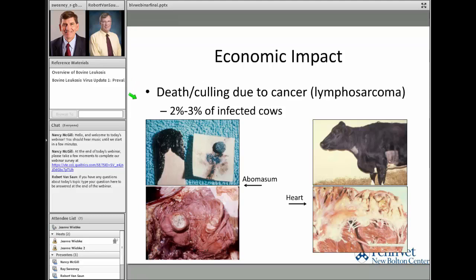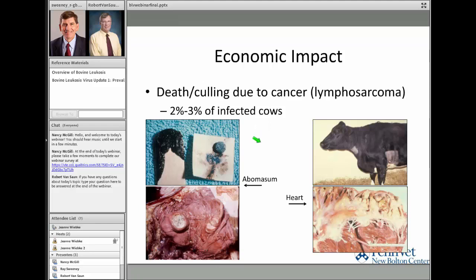What are some of the signs that we see associated with those 2 or 3% of the unfortunate cows that do go on to develop cancer? Well, the signs that we see depend on where the tumors develop, and they can develop in a number of organs.